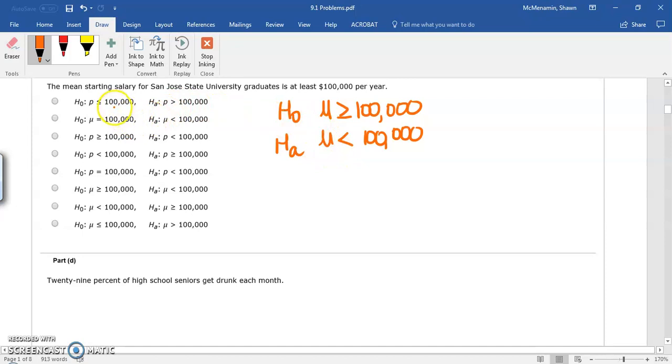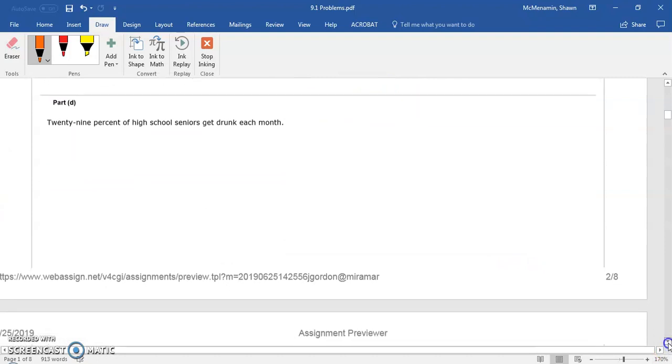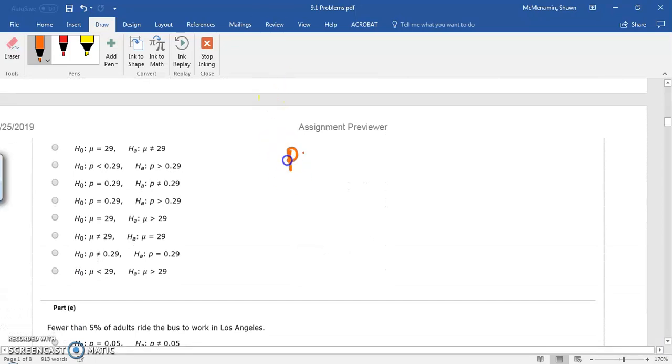The one that's correct would be this one, right? The null is greater than or equal to 100,000. The alternative is less than 100,000. This one says 29% of high school seniors get drunk. So 29% is our proportion. So P equals 0.29. The alternative is P does not equal 0.29. The null is always with the equal sign. This is your alternative, the one without the equal sign.